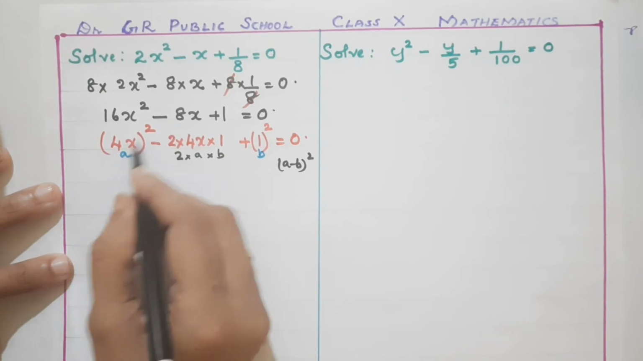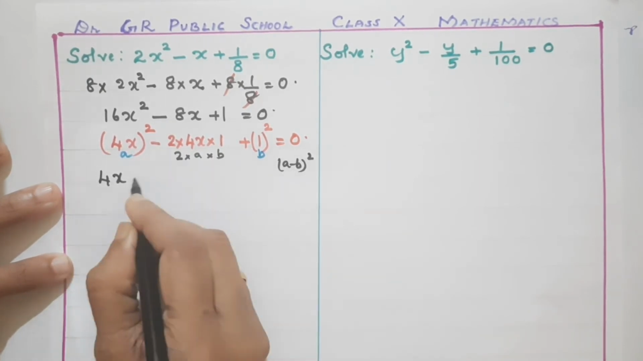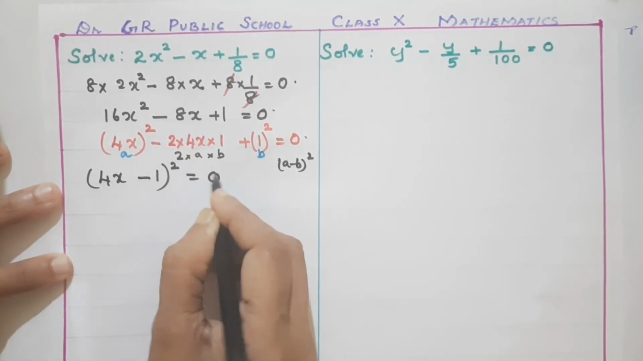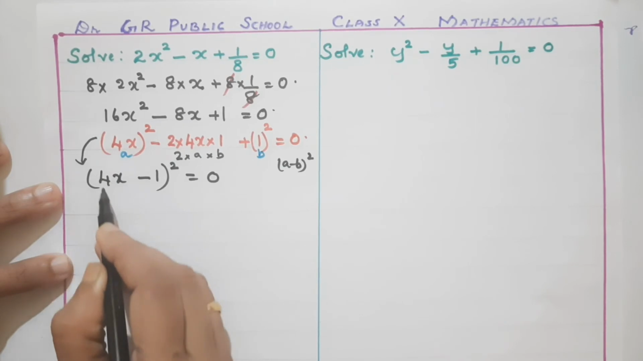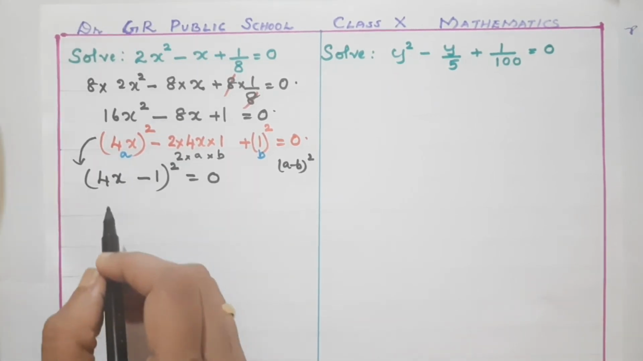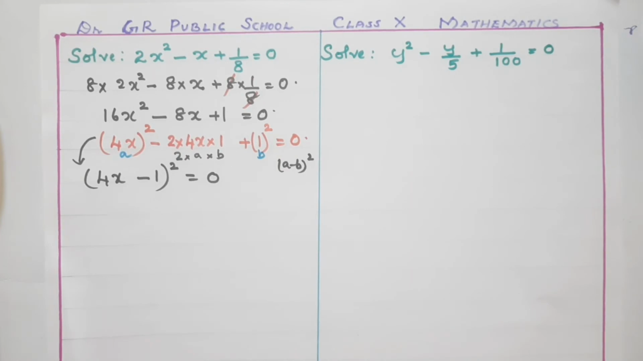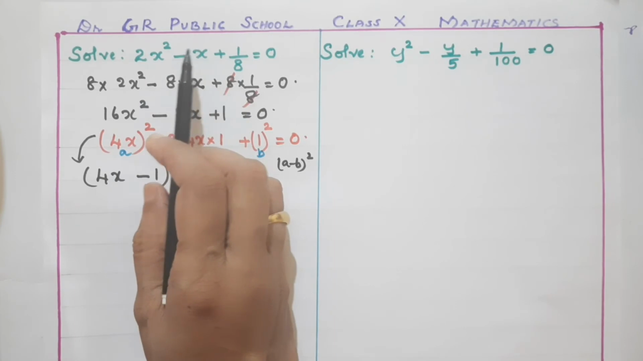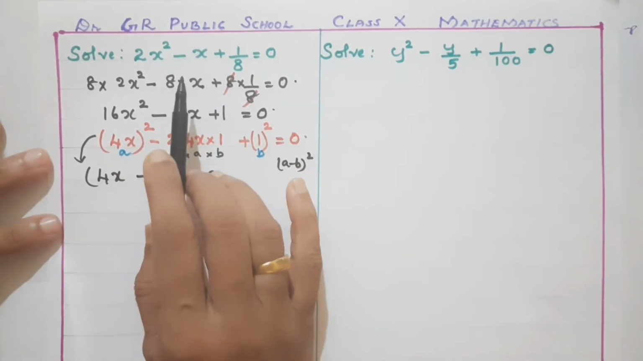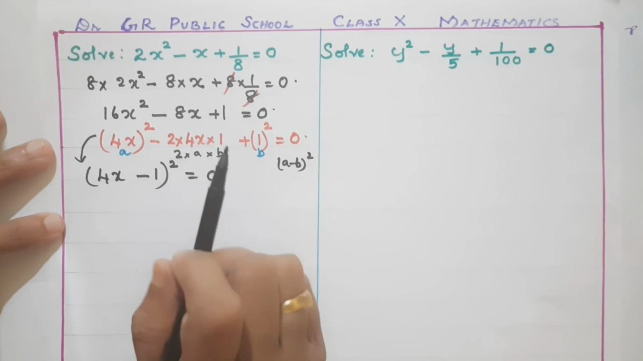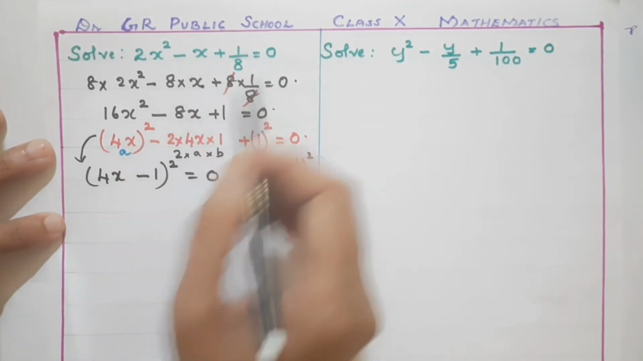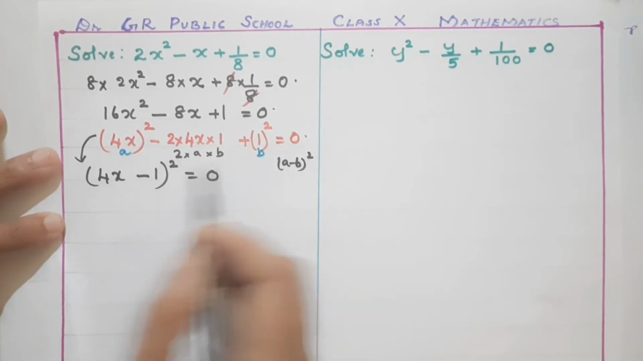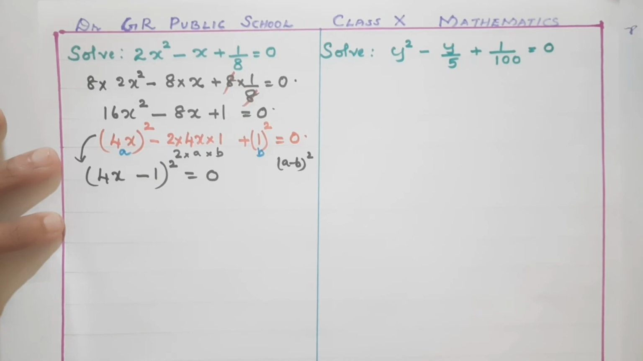So this can be written as 4x minus 1 the whole square equal to 0. So this can be written as (a minus b) the whole square form. Here you should now take the square root on both sides because we are solving a quadratic equation. So for a quadratic equation we need two values for x. There are two solutions, that you also know. Usually students will take the square root on both sides, then they will simplify.